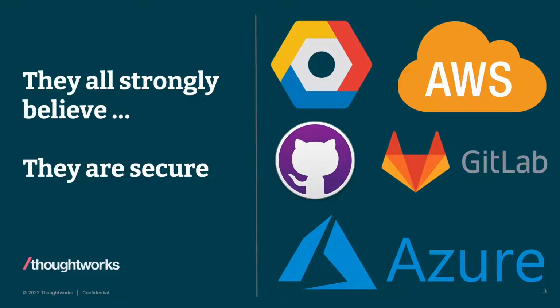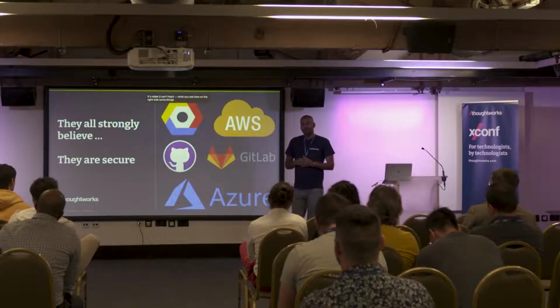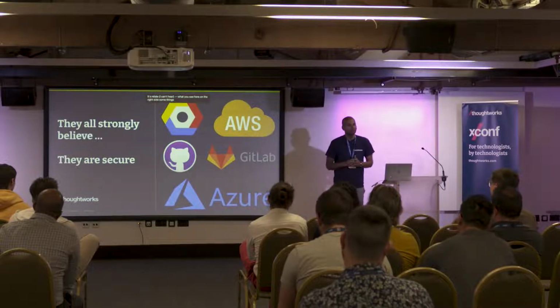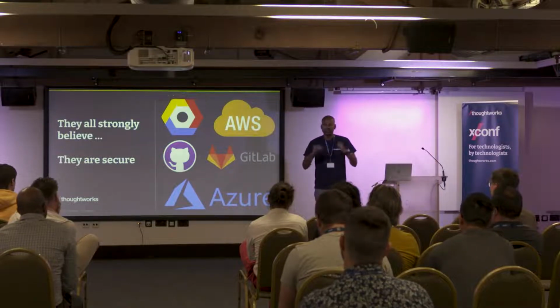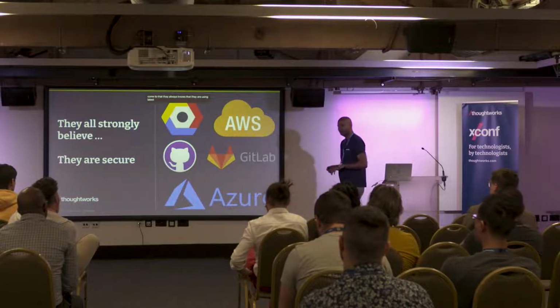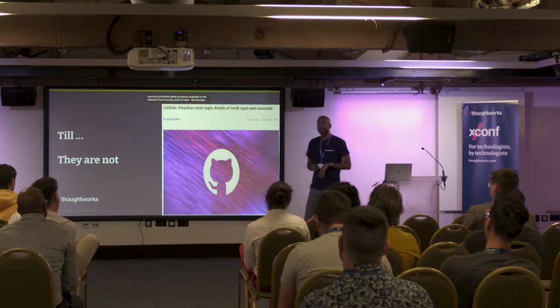Zero trust is related to security. Let's see some interesting facts about security. What you see here on the right side are some big industry names like Google Cloud, AWS, Azure, GitHub, GitLab. And when you talk to them, they always endorse that they are using the latest security principles, the latest protocols available in industry from a security point of view. They all strongly believe that they are secure till they are not.